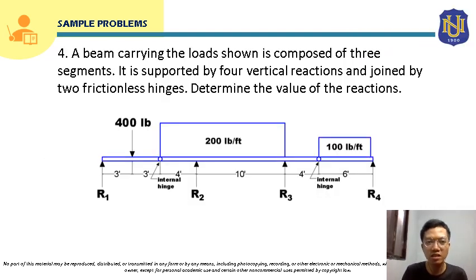Okay, so let's proceed now to sample problem number 4. A beam carrying the loads shown is composed of 3 segments. It is supported by 4 vertical reactions and joined by 2 frictionless hinges. Determine the value of the reactions.